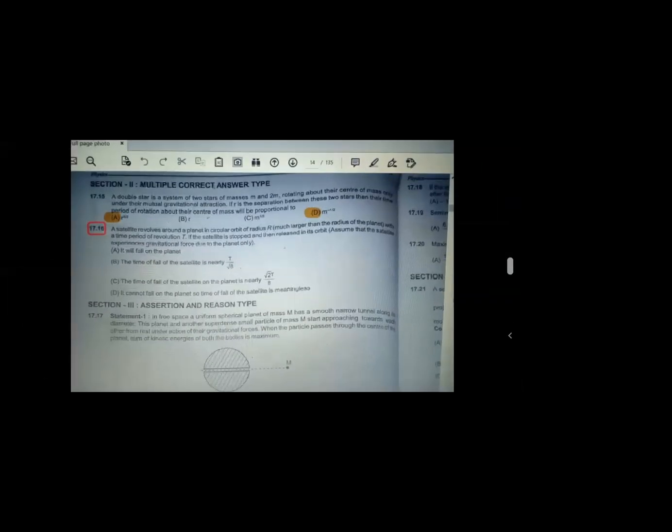But field is a quantity, a field vector. So the vector of the two will be zero, na? So understood the answer, na? Yes. Okay. Then let's do this one next.